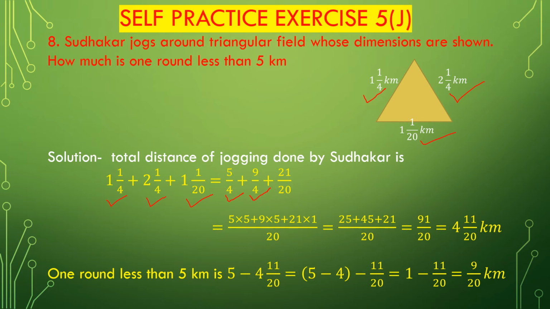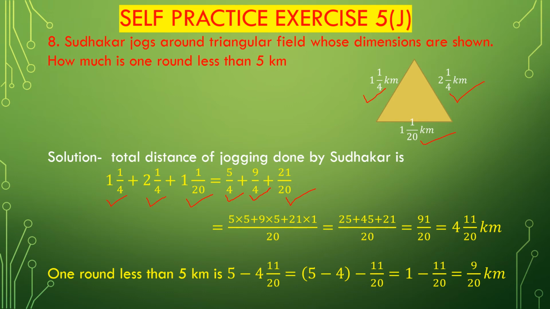Now convert this mixed fraction 1 1/20 into an improper fraction. Just multiply the denominator 20 with whole 1. 20 multiplied with 1 is 20, then add this product with the numerator 1. 20 plus 1 is 21 divided by 20. Now we get 5/4, 9/4, and 21/20. These are the improper fractions of these mixed fractions.